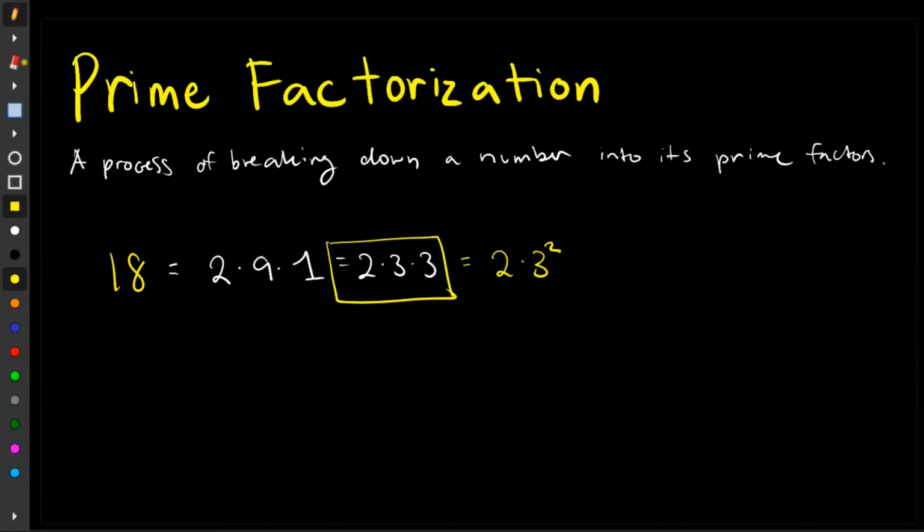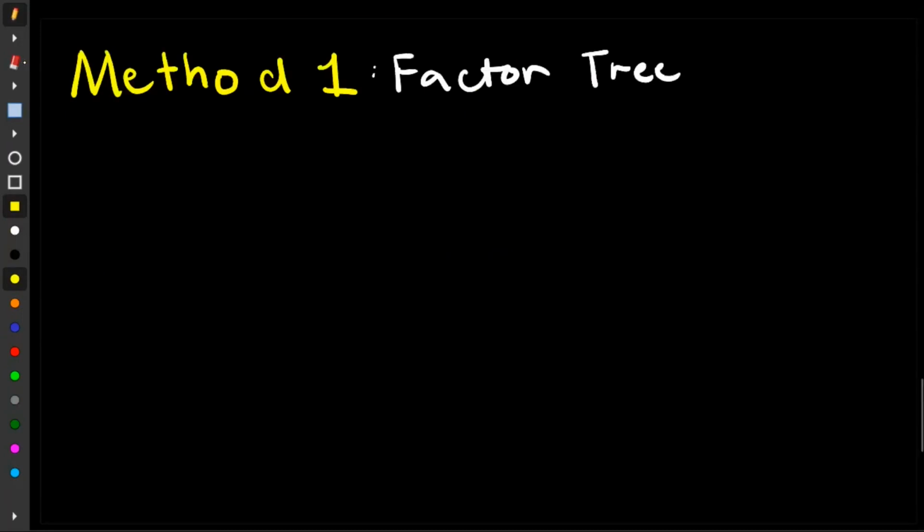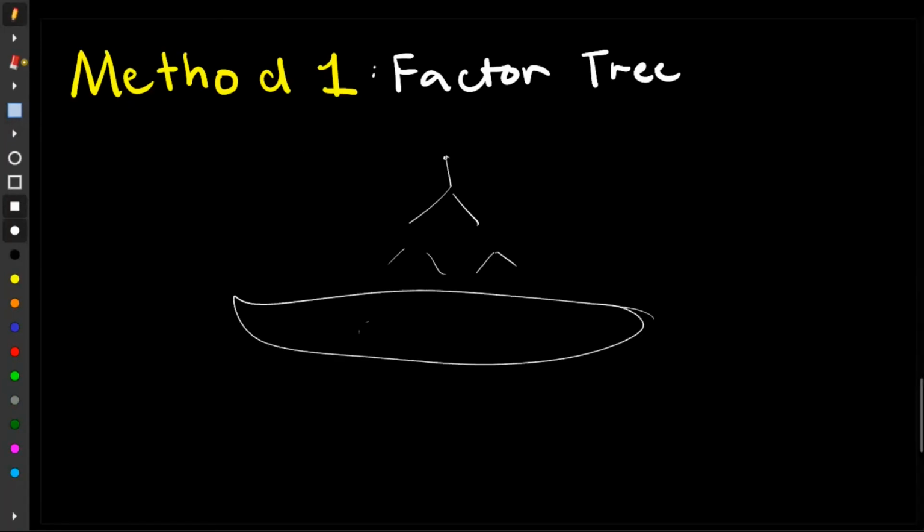So now let's dive into 2 methods that are often used in prime factorization. The first one is the factor tree method. Basically, what we do here is the opposite of trees, since we know that in trees we start from the bottom going up. But in this case, we start at the top, going to the bottom, and the last ones remaining must all be primes.